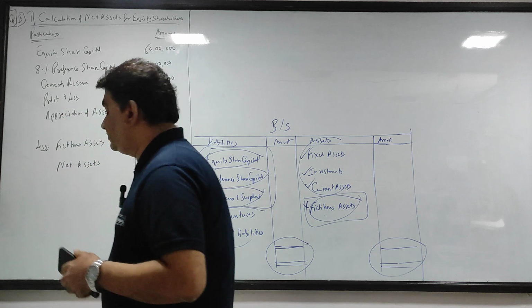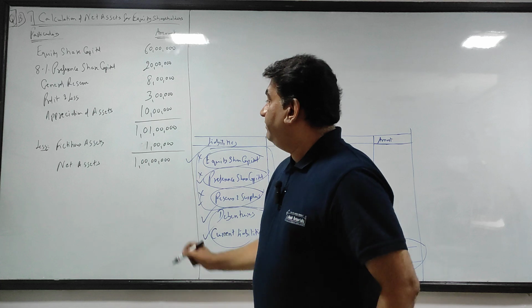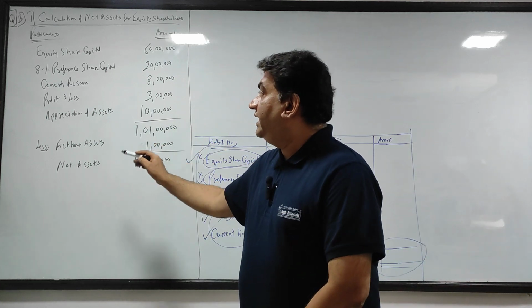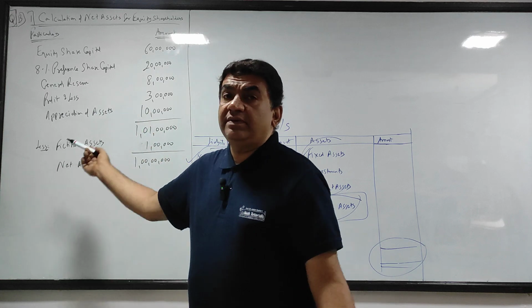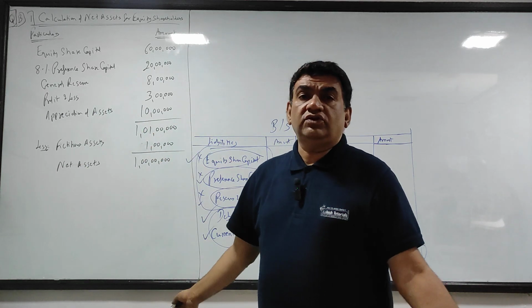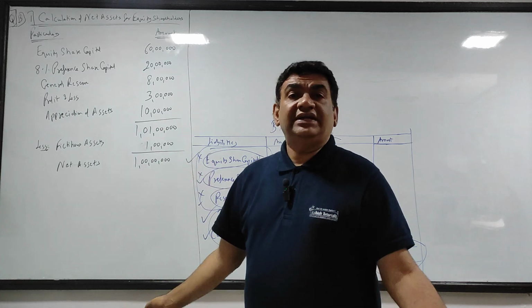This 1 crore is my net assets. Now see, I took the total and then subtracted fictitious assets. Even if you don't do that, you can write "less fictitious" in brackets below the P&L, and adding it after that is also fine. I've just made it for better presentation.